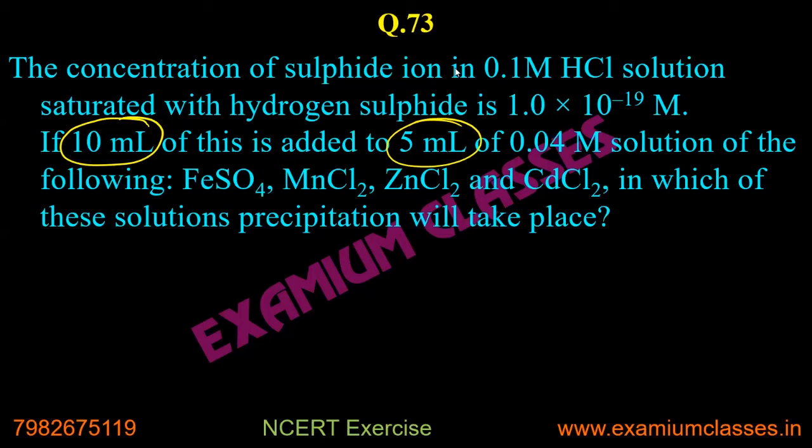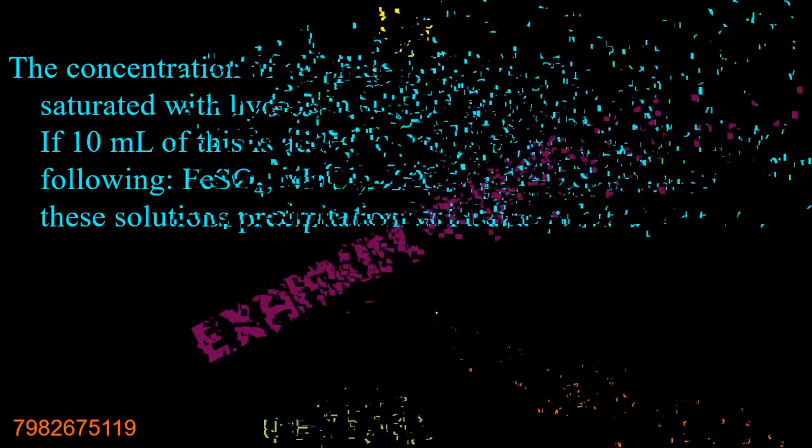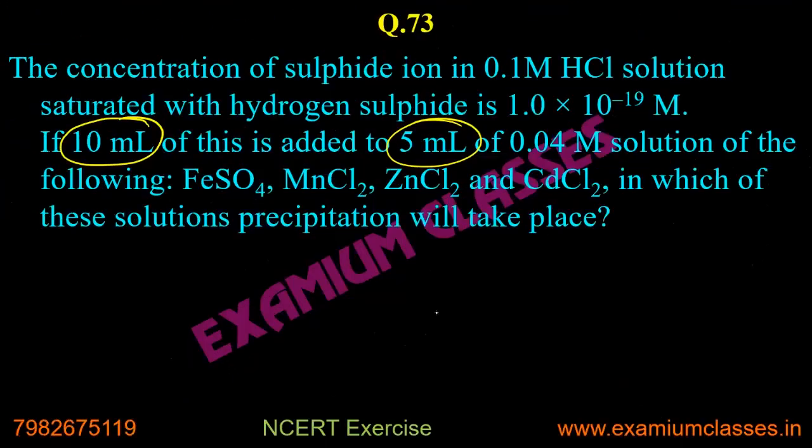So you need to know that the overall molarity will decrease because volume is increasing. Molarity is number of moles divided by volume. As 10 ml plus 5 ml, volume increases, molarity will decrease in that case. So we need to be careful there.